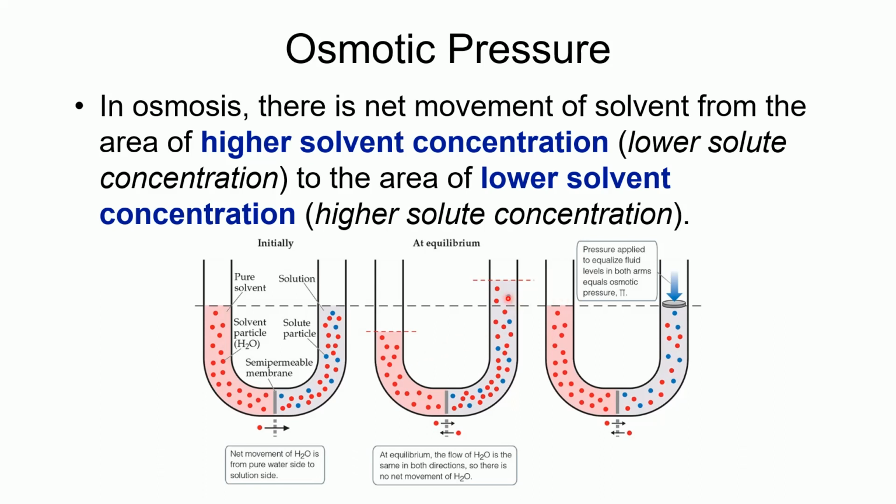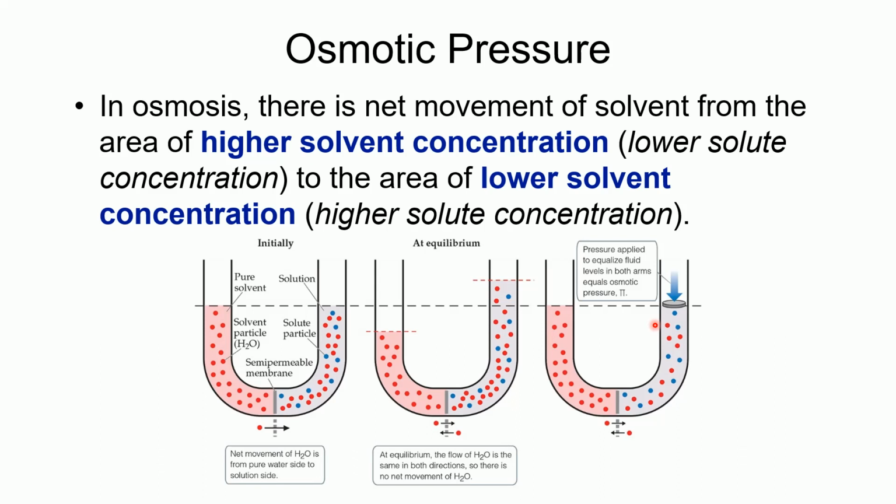Furthermore, if you forced it so that they went back to the same level, the amount of pressure that you would have to apply here to keep it from flowing is called the osmotic pressure. And that's what we mean by that this side has an osmotic pressure. So we'll find that the solvent will flow from the area of high solvent concentration to low solvent concentration. Now, that's a little bit backwards because normally when we think of concentration, we don't think of solvent concentration, we think of solute concentration. So it'll go from lower solute concentration to higher solute concentration. But it does go from higher solvent concentration to lower solvent concentration.